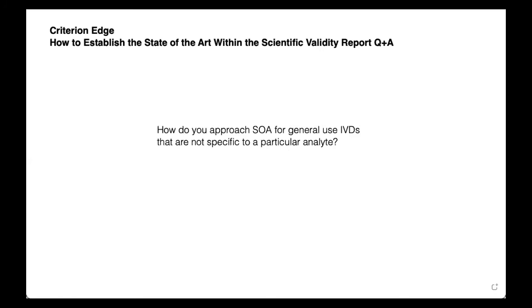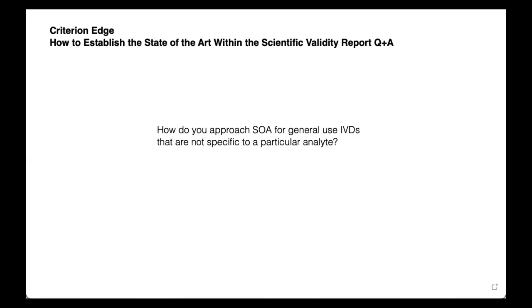How do you approach state-of-the-art for general use IVDs that are not specific to a particular analyte? Oh, okay. So in this case, I think you would have to basically describe the use of your IVD in a very general sense. I'm not sure about the specifics. A lot of this will depend on, like I said, each template will be slightly different based on the specific needs of your IVD. But I'm thinking maybe if your IVD is designed to detect pH, you would have to use the hydrogen ion concentration.